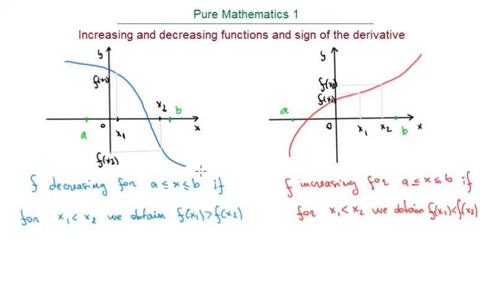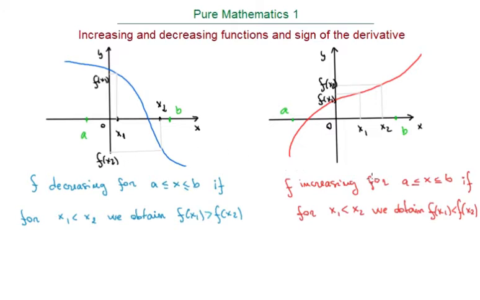For the decreasing function on the left, we've noticed that for any x1 and x2 in the interval from a to b, if x1 is less than x2, like we've chosen here, then f of x1 will actually be greater than f of x2. In other words, the smaller the value of x, the bigger the value of the function, or the bigger the value of x, the smaller the value of the function. And this is what we call a decreasing function.